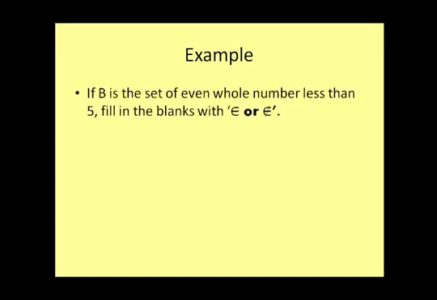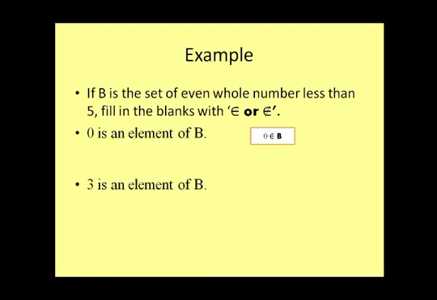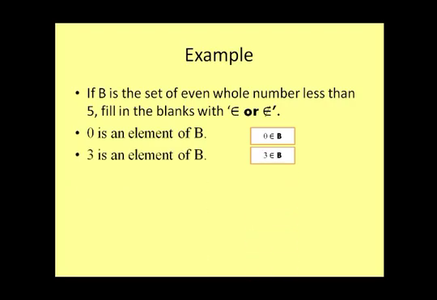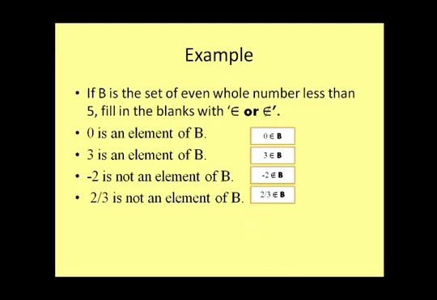Example: if P is the set of even whole numbers less than 5, fill in the blanks with the element or not element symbol. We know that the members of P are 0, 2, and 4. Number 1. 0 is an element of P. The symbol is ∈. Number 2. 3 is not an element of P. Number 3. Negative 2 is not an element of P, and 2/3 is not an element of P.